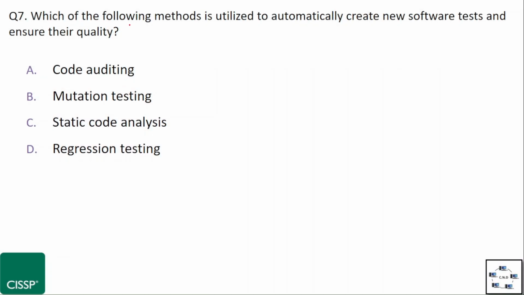Question number 7. Which of the following methods is utilized to automatically create new software tests and ensure their quality? The options are option A, code auditing, option B, mutation testing, option C, static code analysis, and option D, regression testing. And the correct option is option B, mutation testing.